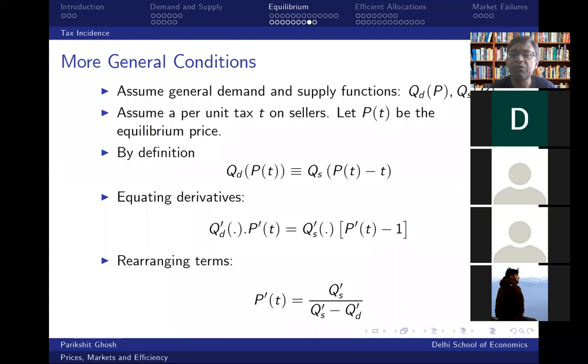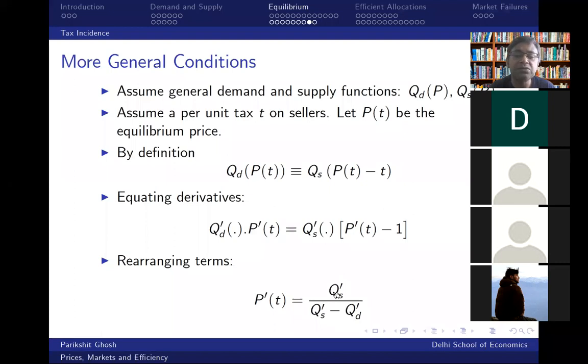P prime of T: how does the price change with respect to the tax rate? I can just write down an expression for that by explicitly solving this. And this is what I have. As before, this is the more general condition of what we had before, that the change in price depends very much on the relative slopes of the demand and supply functions.